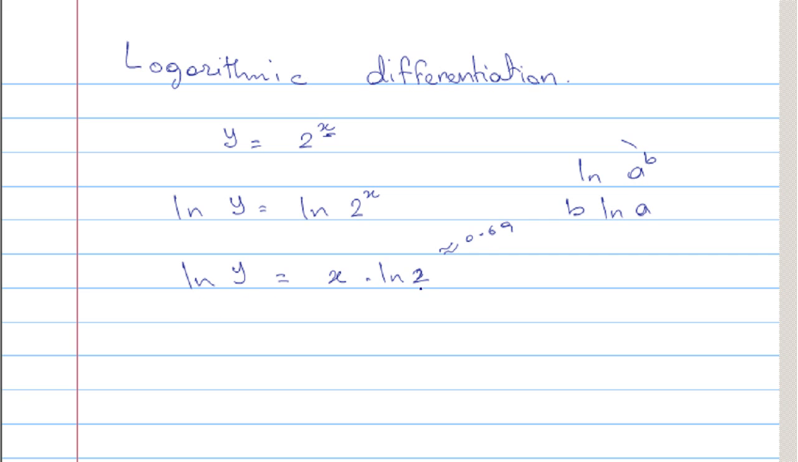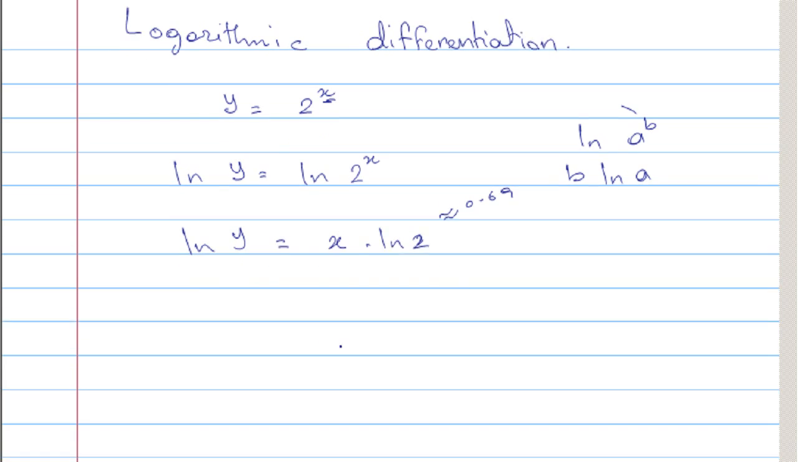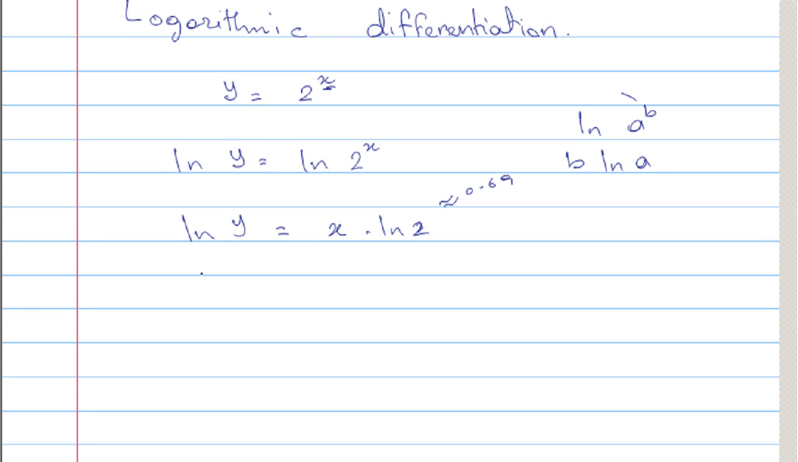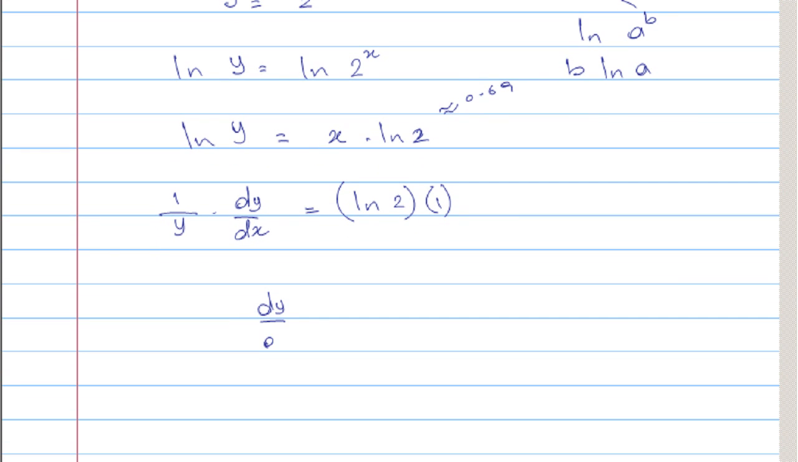And now we can differentiate both sides with respect to x. I want to find dy over dx. Differentiating ln y, I would get 1 over y, but since I'm differentiating with respect to x, I have to add on a dy over dx. We've seen this when we did implicit differentiation, and I am doing implicit differentiation here. Now the right hand side is in terms of x. ln 2 is a constant, so I have ln 2 times the derivative of x. The derivative of x with respect to x is equal to 1.